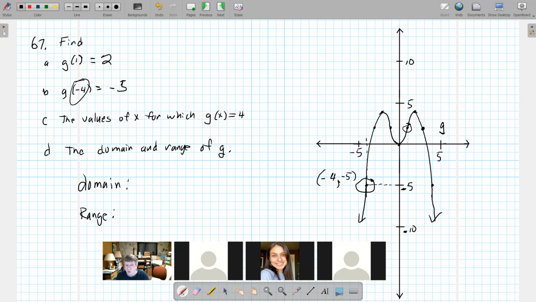The values of x for which g of x equals 4. What x values correspond to a y value of 4? Where does y equal 4? Would it be 4 and 2? Y equals 4 right here. So what are the corresponding x values? -2 and 2? There you go.